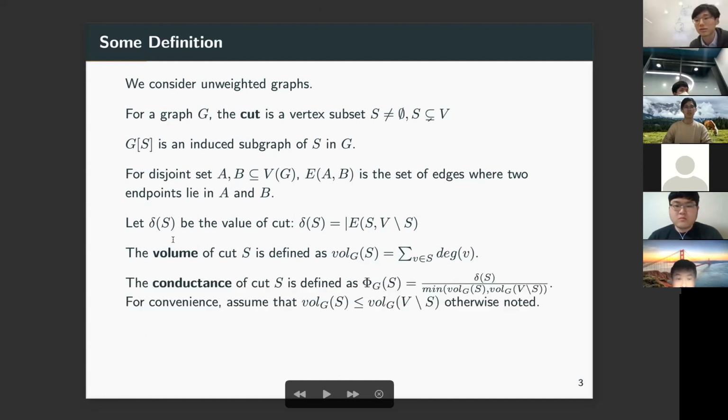The conductance of the cut, here it becomes a little bit scary, but it is not a hard concept, and per se it doesn't relate to the electrical or spectral concepts. But anyway, it is basically something like this.